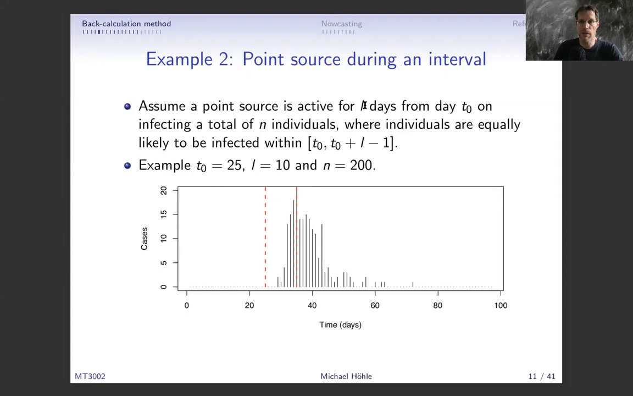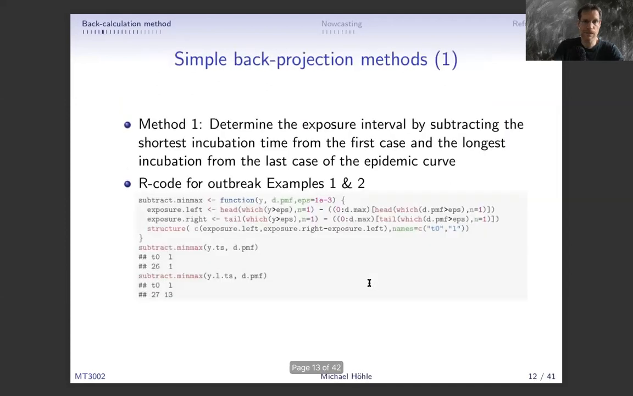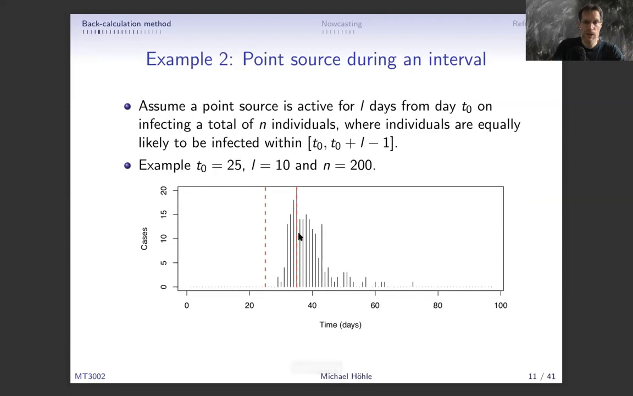So on each day, the probability that somebody who got infected bought it on one of these L possible days is 1 over L. So here, when it's 10 days and there are 200 individuals infected, I get a curve like this. Again, these are just exposures within that interval, and then you add an incubation time on top of that, which is your realization. So how can we infer the time of exposure? Here we would want to infer from this curve that they were infected in the interval between days 25 and 34.